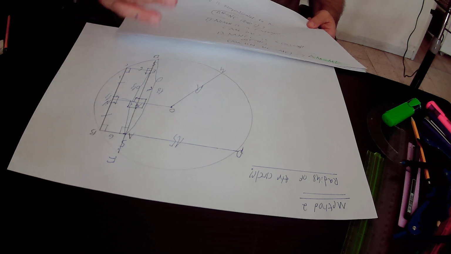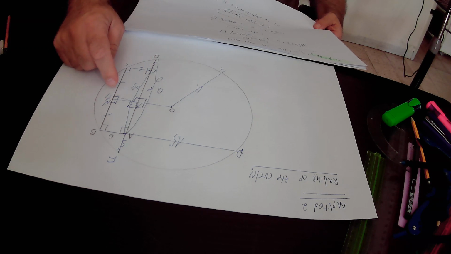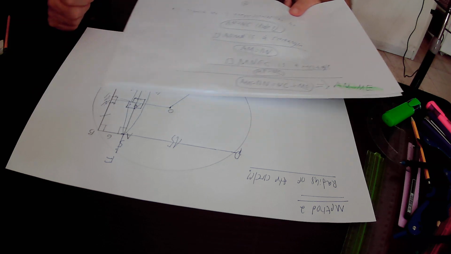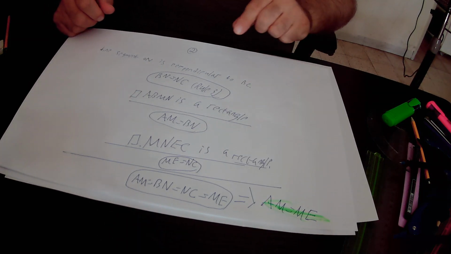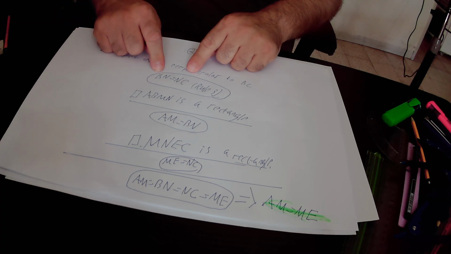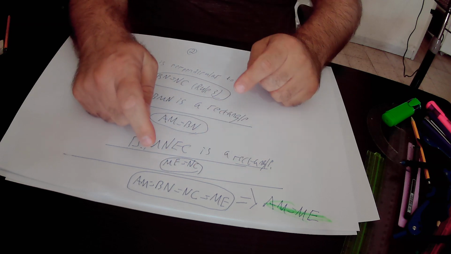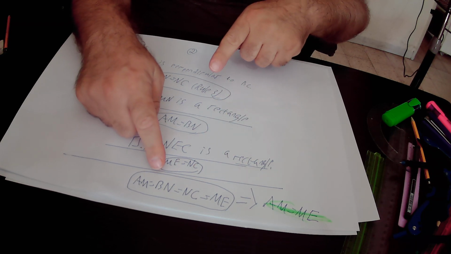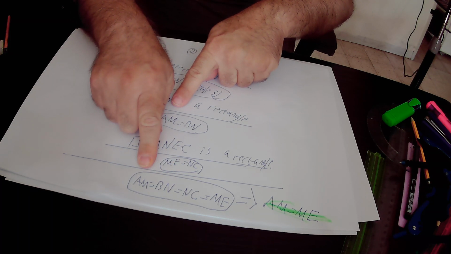And we know that the opposite sides of a rectangle are equal to each other. That is to say, ME equals NC. So in conclusion, according to rule number 3, we found out that BN equals NC. But we already found out that BN also equals AM. So we can write here that BN equals AM.